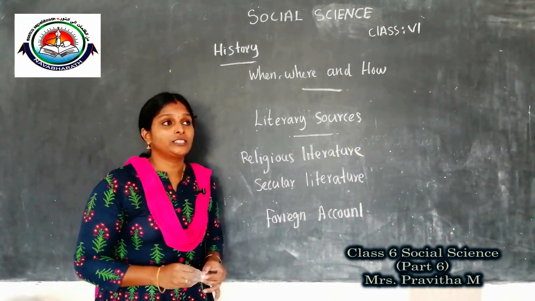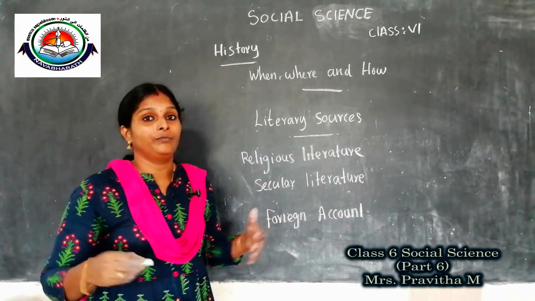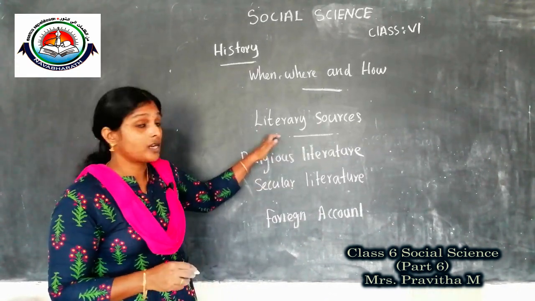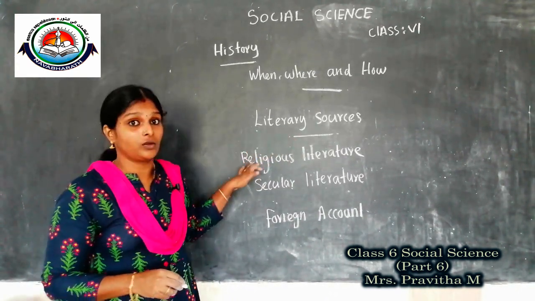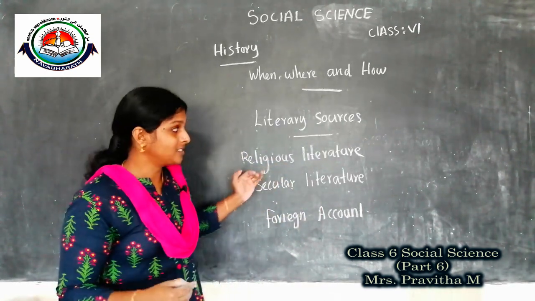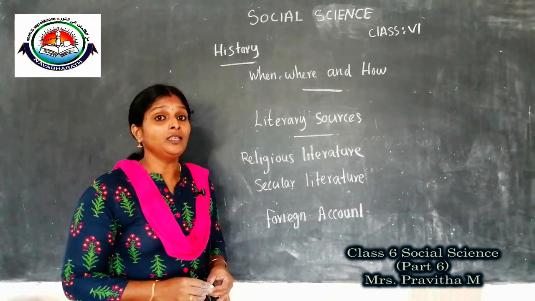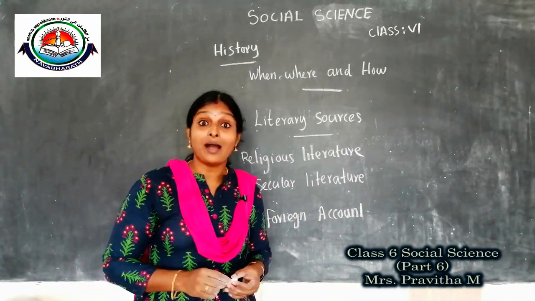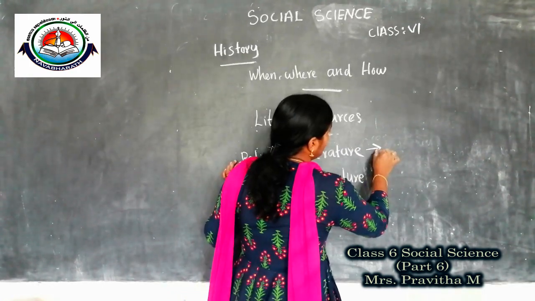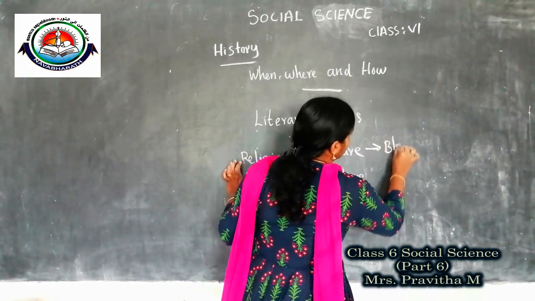You know, children, our ancestors mainly wrote these literary sources, which mainly contain written records. Our early people or ancestors mainly wrote on birch barks or palm leaves. That is known as Bhojpatras.